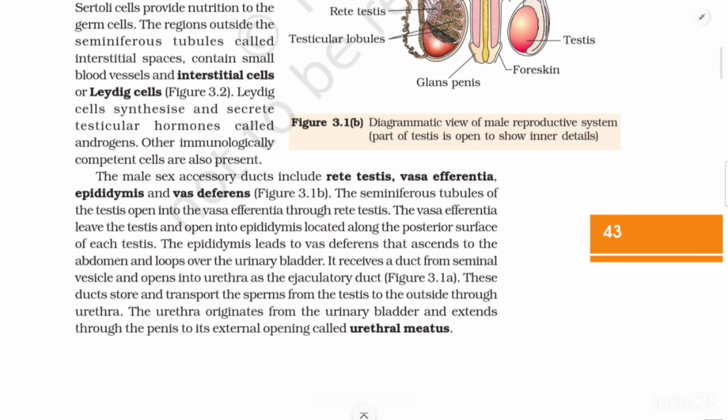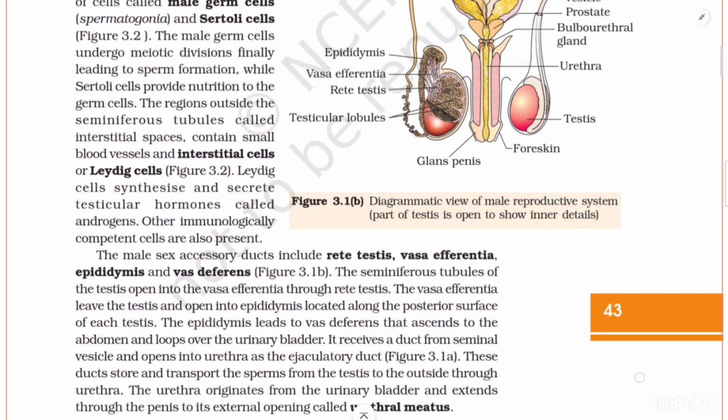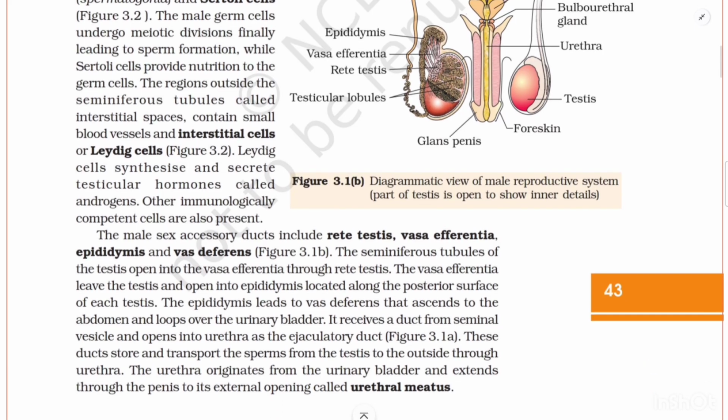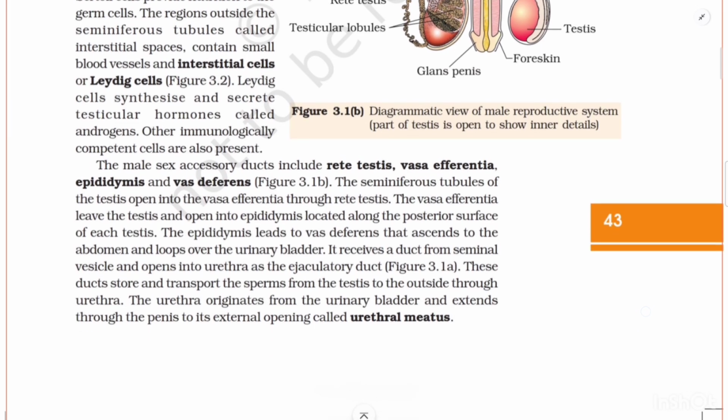The male sex accessory ducts include rete testis, vasa efferentia, epididymis, and vas deferens. The seminiferous tubules of the testis open into the vasa efferentia through rete testis. The vasa efferentia leave the testis and open into epididymis located along the posterior surface of each testis. The epididymis leads to vas deferens, which ascends to the abdomen and loops over the urinary bladder. It receives a duct from seminal vesicle and opens into urethra as the ejaculatory duct. These ducts store and transport the sperms from the testes to the outside through urethra.